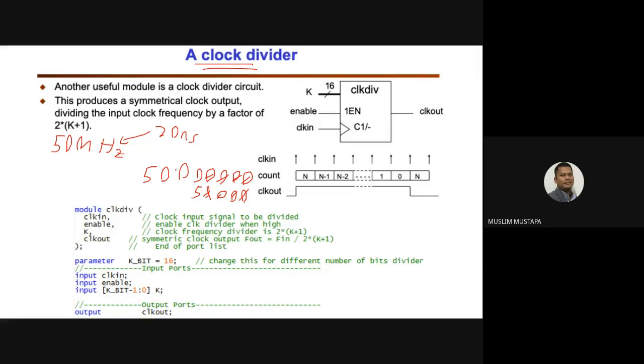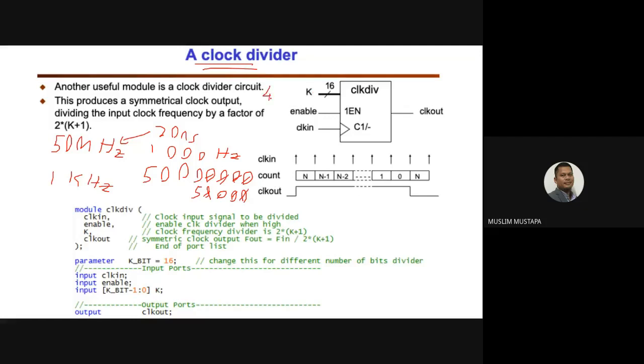So what you get here is equal to 1,000. So 1,000 is equal to what? This is your 1,000 hertz. So if you want to slow the clock down to 1 kilohertz, what you need to do is give 50,000 as the input here at the K.